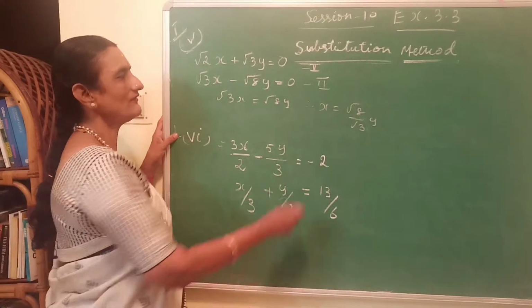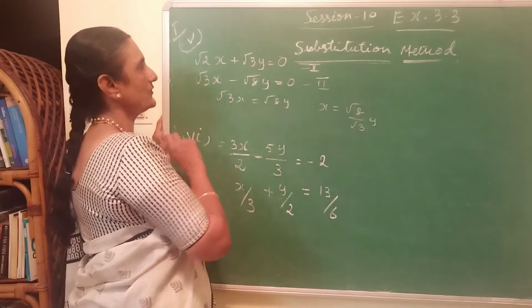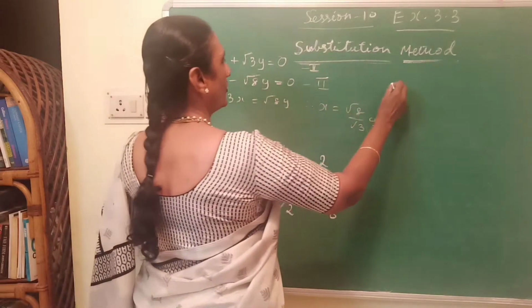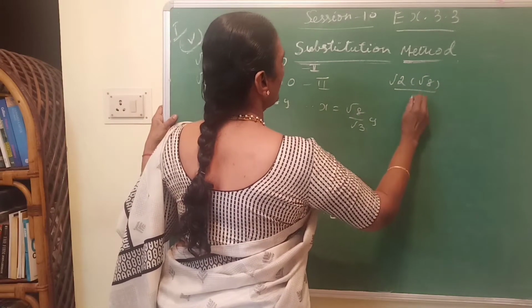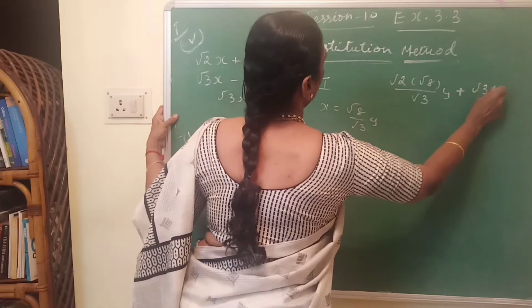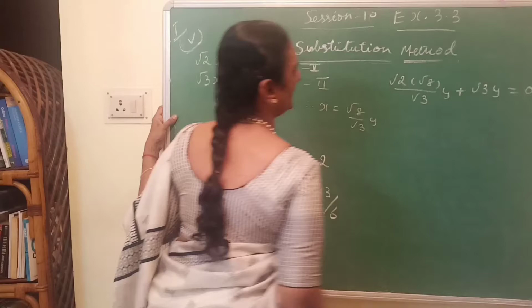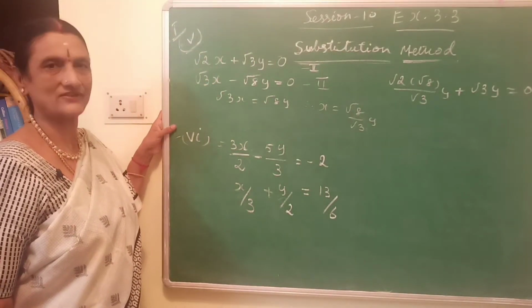Now what is the rule? We have to substitute this value in the first equation. So if you substitute, you will get root 2 into root 8 divided by root 3 y plus root 3y is equal to 0. Are you getting it? So this is the first step.